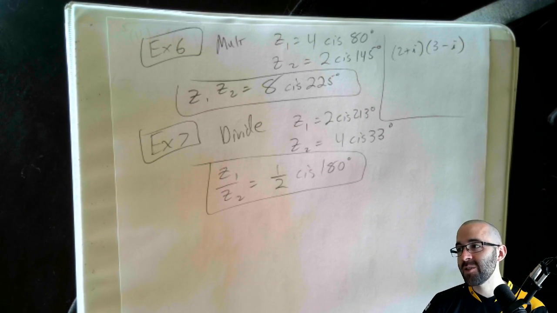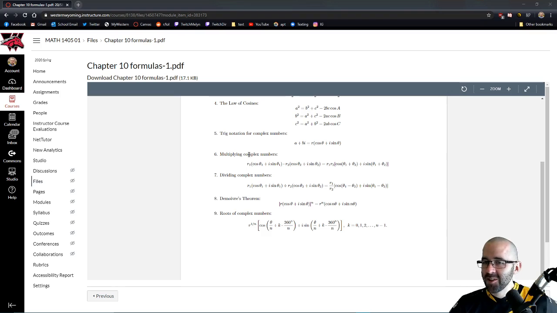Also, if you're curious where this formula comes from, I showed you where the multiplication one comes from. If you're curious where the division one comes from, you actually divide these numbers, and then you have to divide them like we usually divide. You would multiply by the conjugate of the denominator and simplify, and then you'll get some more identities.